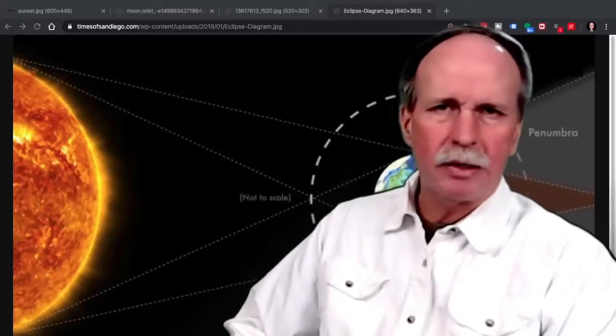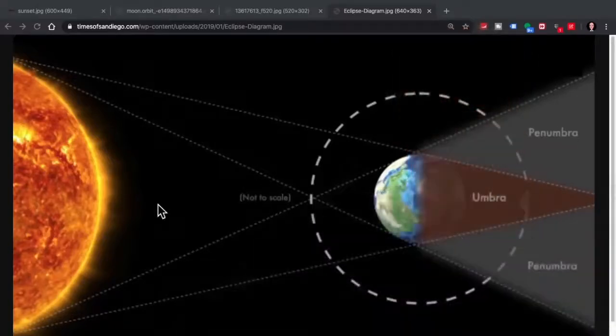So let's look at the geometry of a lunar eclipse. Now first, a quick disclaimer. This is not to scale. Now, the sun is out here, the Earth is here, and the moon is right here. Now, a lunar eclipse occurs when the moon falls within the shadow of the Earth. Now, as you can see, there are two components to our shadow of the Earth. We have a partial shade, which is called the penumbra, and then we have an area of the shadow called the umbra that is fully shaded from the light of the sun.